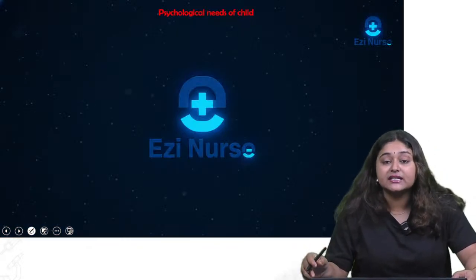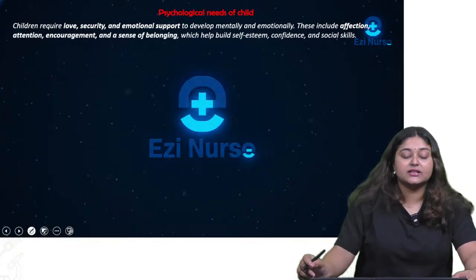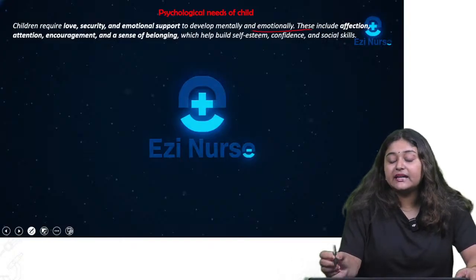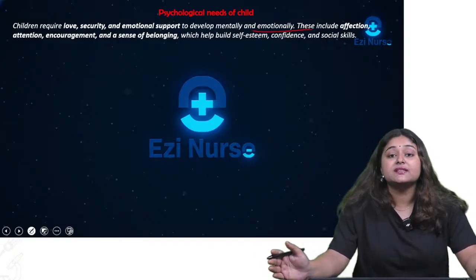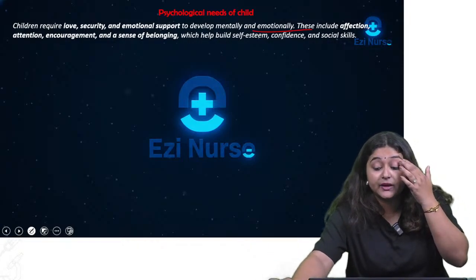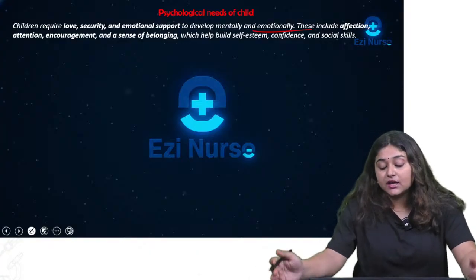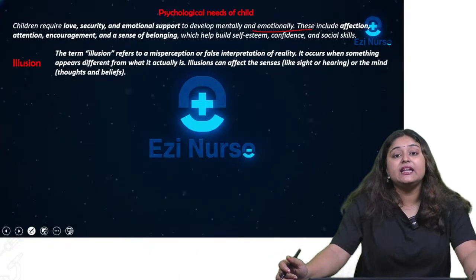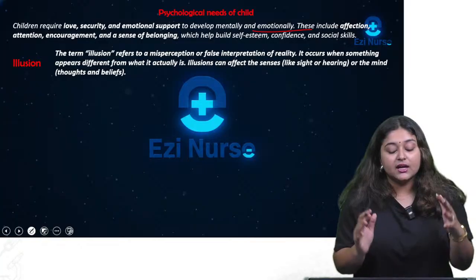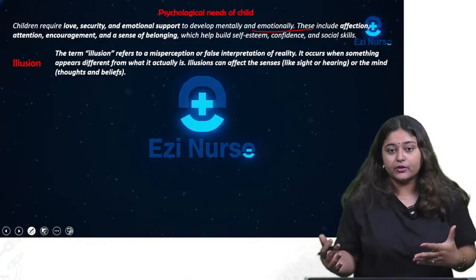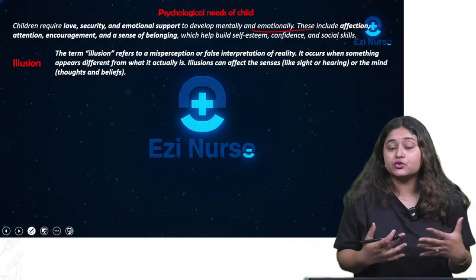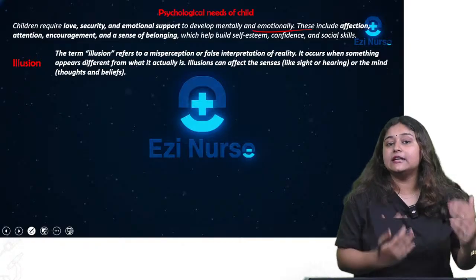Now come to the psychological needs of the child. What are the psychological needs? Children need love, security and emotional support for developing mentally as well as emotionally. This includes affection, attention, encouragement and a sense of belonging, which mainly helps them build self-esteem, confidence and social skills. Based on the developing stage, the psychological needs are also developing. So if any child comes to the hospital and is admitted, based on their age group and developmental status, as a nurse we have to behave accordingly.